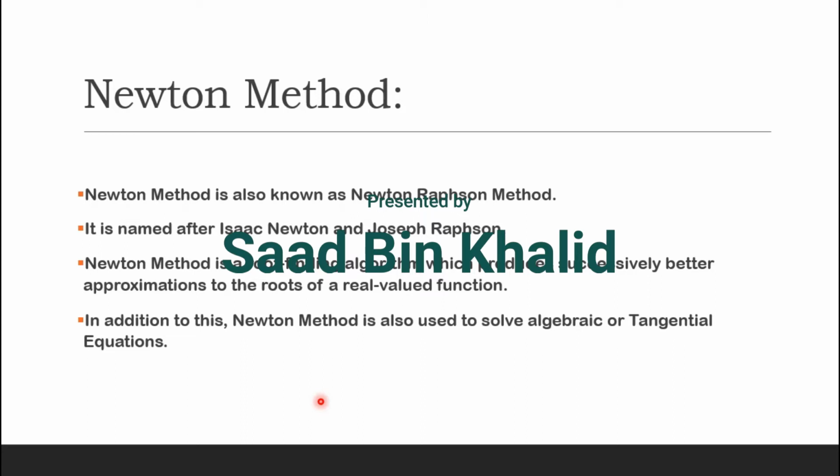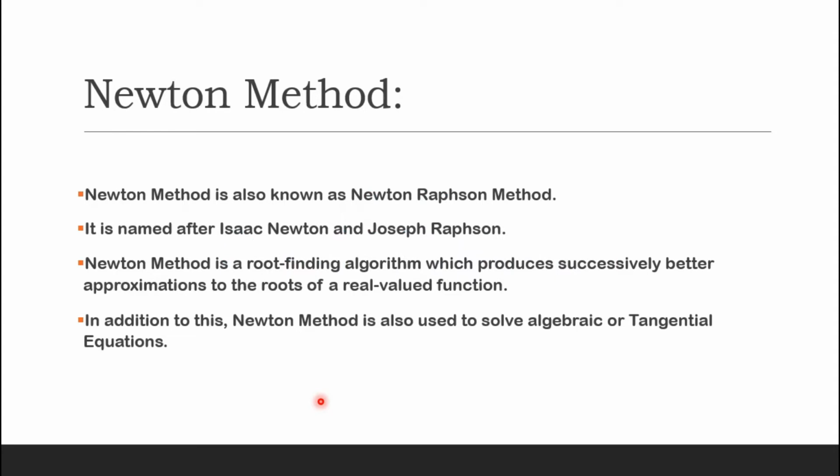The Newton method is also known as the Newton-Raphson method. As the name suggests, it is named after Isaac Newton and Joseph Raphson. Now coming to the main part, what is the Newton method? It is a root finding algorithm which produces successively better approximations to the roots of a real valued function. In addition, it is also used to solve algebraic or transcendental equations.